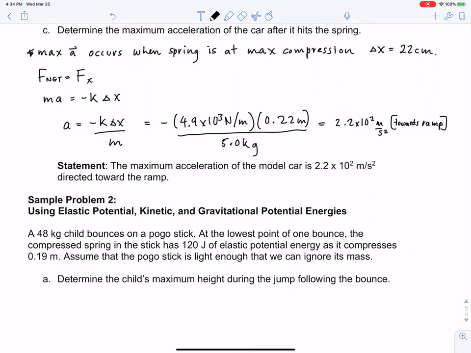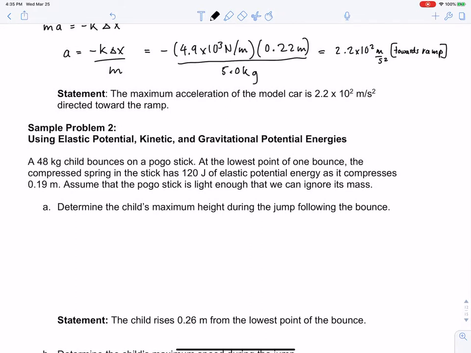Let's try another example. Sample problem number 2. A 48 kilogram child bounces on a pogo stick. At the lowest point of the bounce, the compressed spring in the stick has 120 joules of elastic potential energy as it is compressed 0.19 meters. Assume that the pogo stick is light enough that we can ignore its mass. Determine the maximum height of the child during the jump following the bounce.